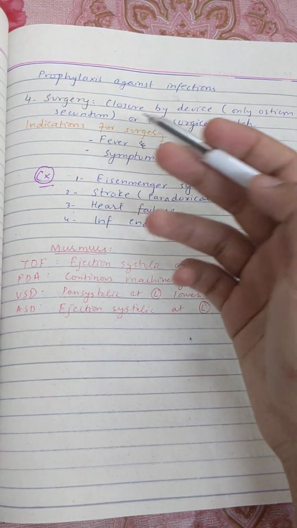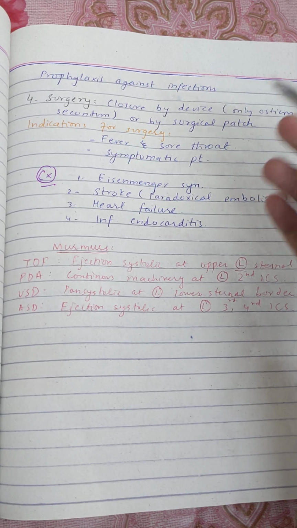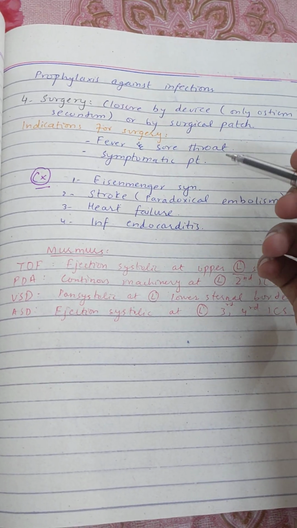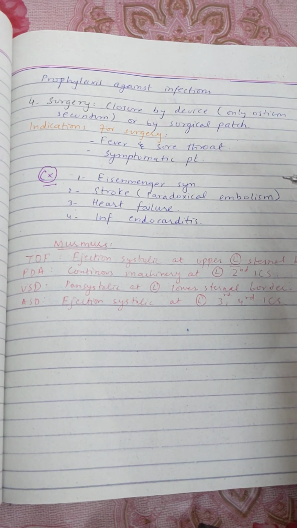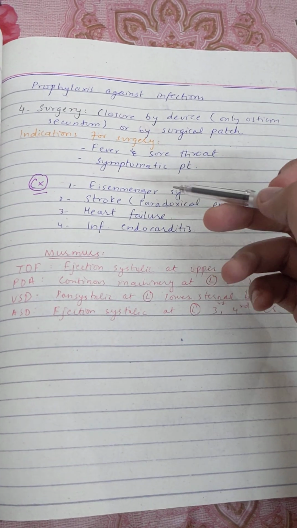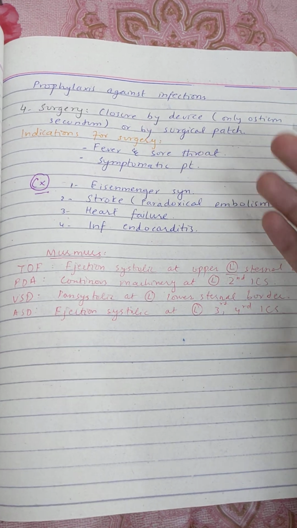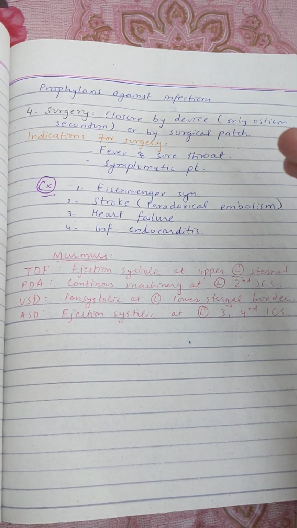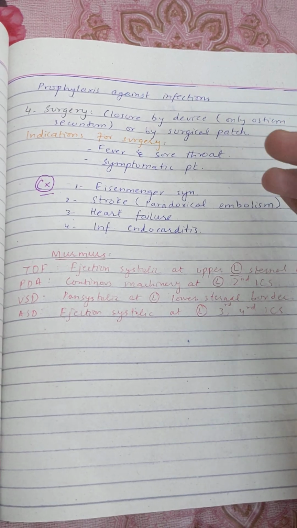And what are the indications for surgery in the case of ASD? If the child suffers from fever and sore throat, and if the patient is symptomatic. The complications that can occur in a child with ASD include Eisenmenger syndrome, stroke because of paradoxical emboli, heart failure, and infective endocarditis.